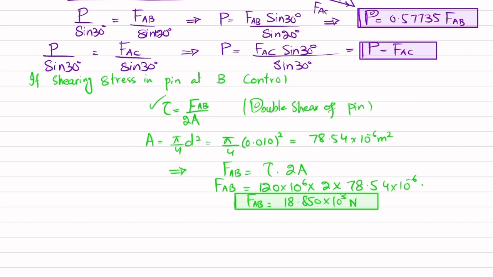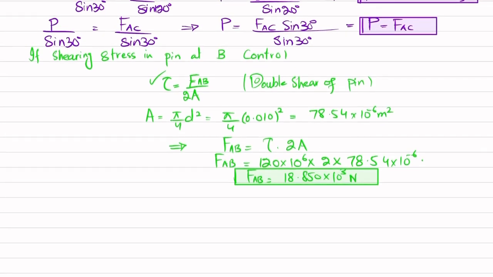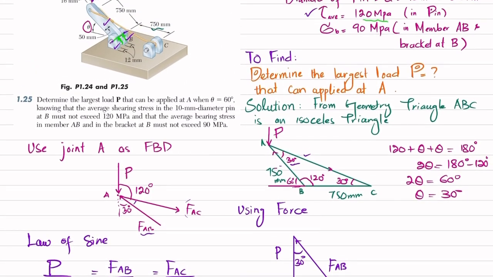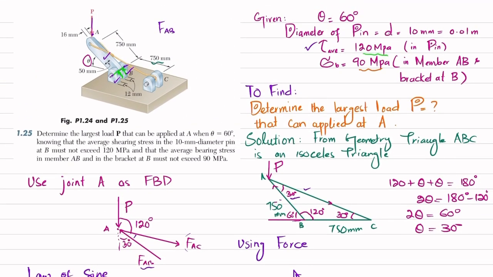Now we will use another criteria. In this criteria it is given if bearing stress in member AB controls. So what we will do is that we have the bearing stress in this member AB, which is 90 megapascal.